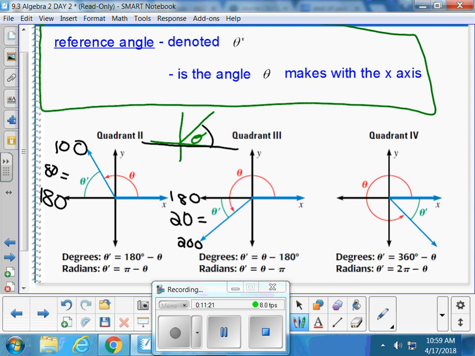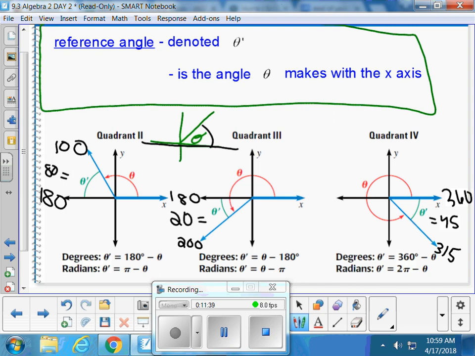Let's pretend this is 315. Playing pretend. This is 360, correct? So how big would this theta prime be? 45. Okay, so we're going to try a couple of these reference angle problems, okay?